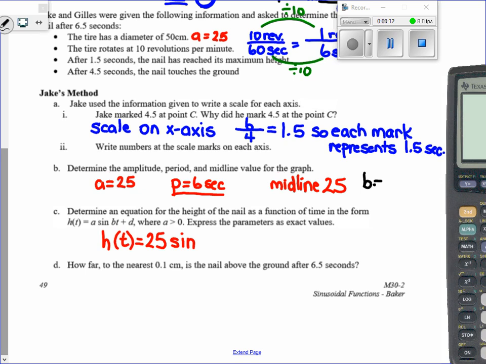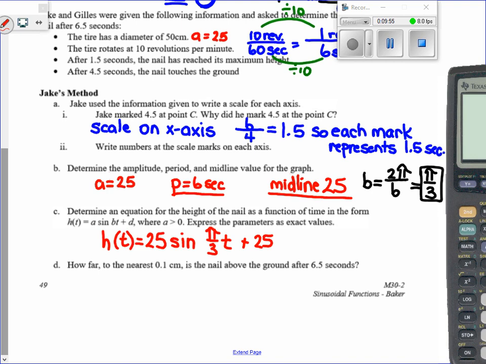So we have to use our formula. So b equals 2 pi over our period, and our period is 6. So b is 1/3 pi, or pi over 3, right? So we can come back to our equation and put that in. Pi over 3 is our b value times t. And then we have no c. And we have a d value, which is our vertical displacement. That's our midline. And it's positive 25, so plus 25. That would be the equation.